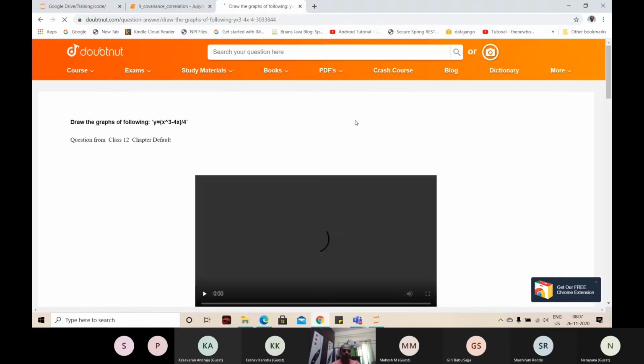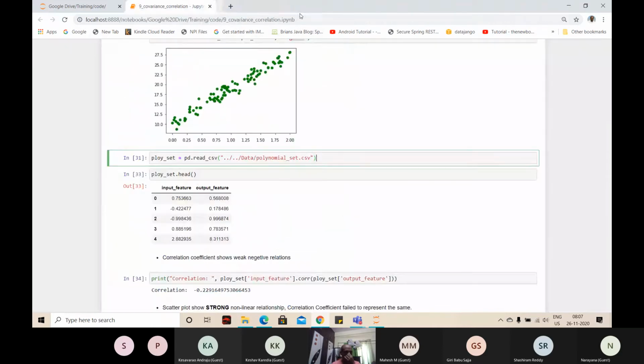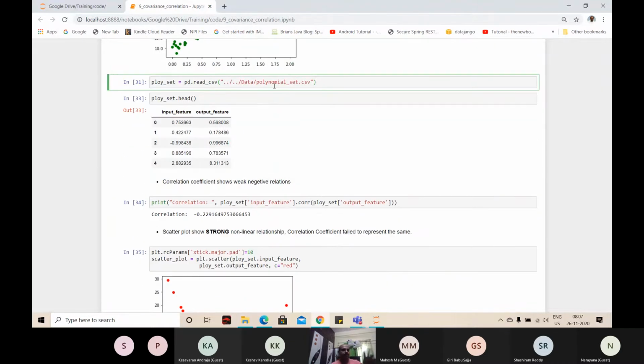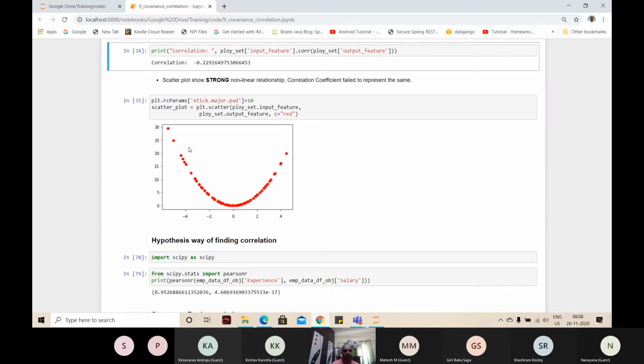There will be websites which actually give you the shapes of the graphs. I have taken a polynomial data set, where I took an equation which is x square kind of a thing, randomly generated inputs, passed them, and looked at the correlation coefficient. It was negative 0.22, right? It looks like there is no relationship, but when I looked into this scatter plot, I found that there is a relationship.